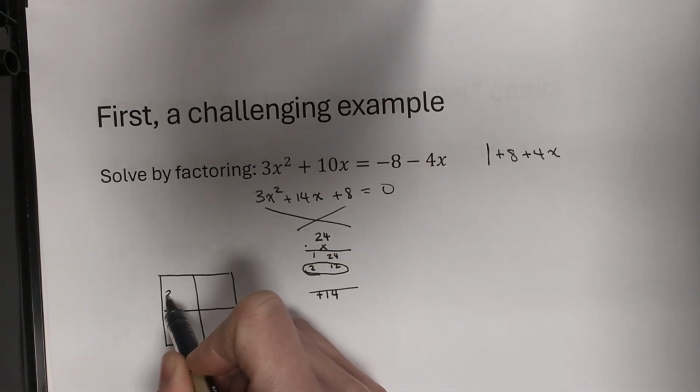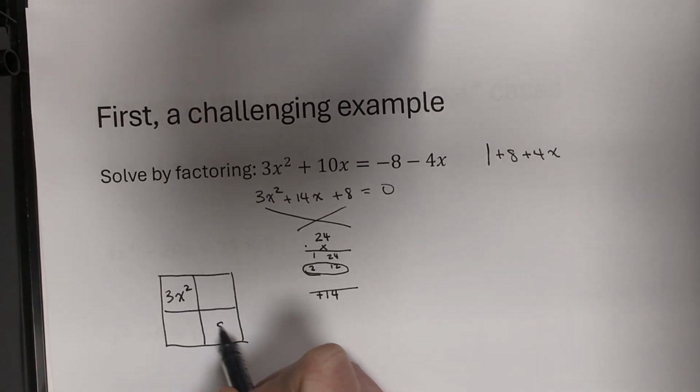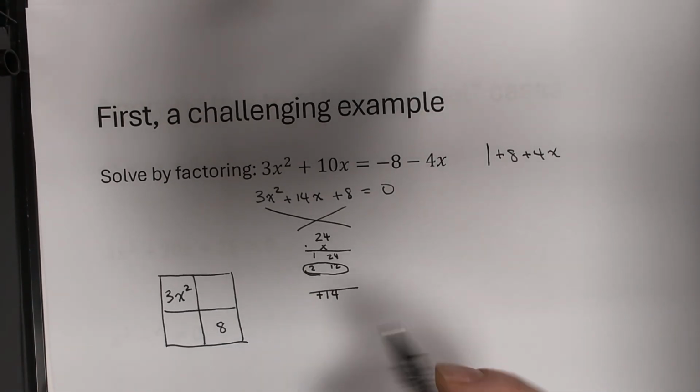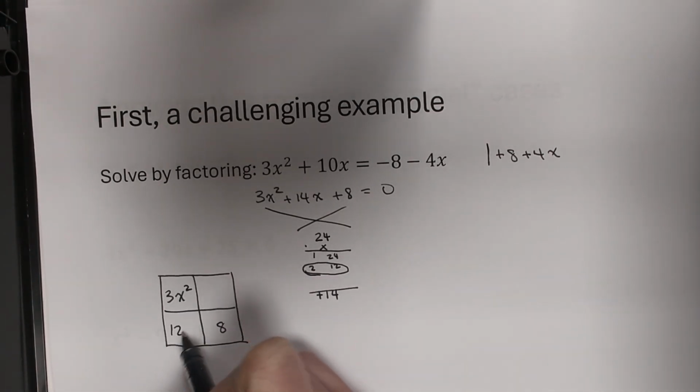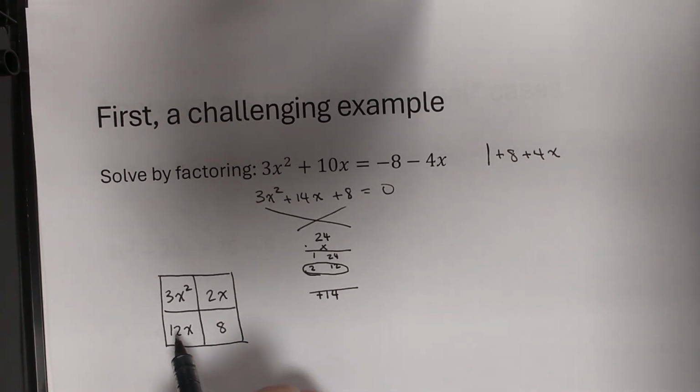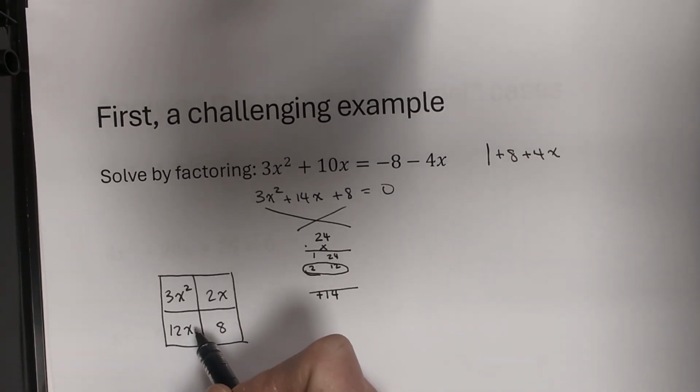So I will put 3x squared and 8. Those terms, like the first and the last, don't combine with anything. And 12x and 2x. And it doesn't matter which of those boxes they go in.